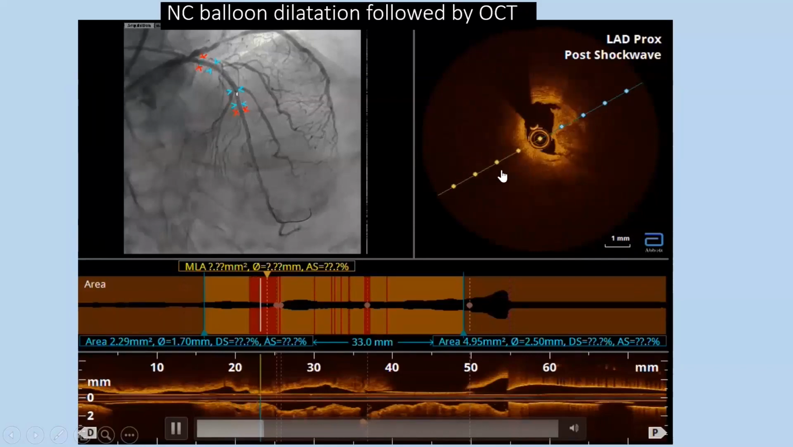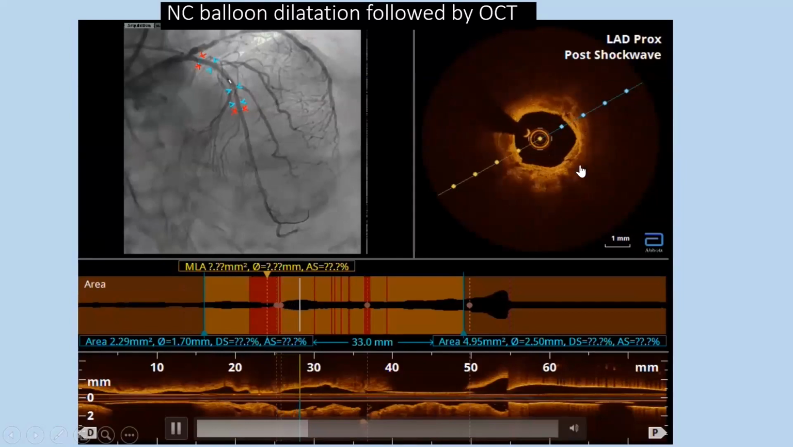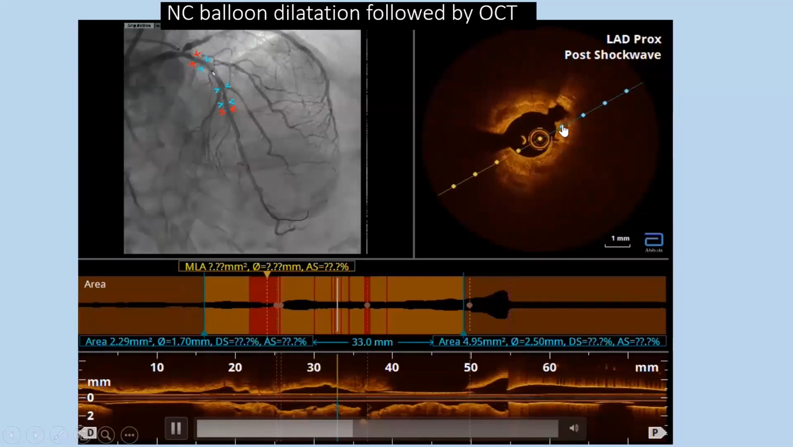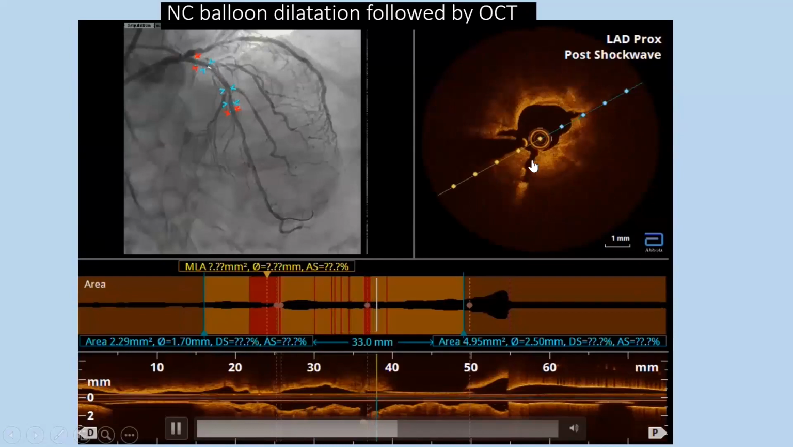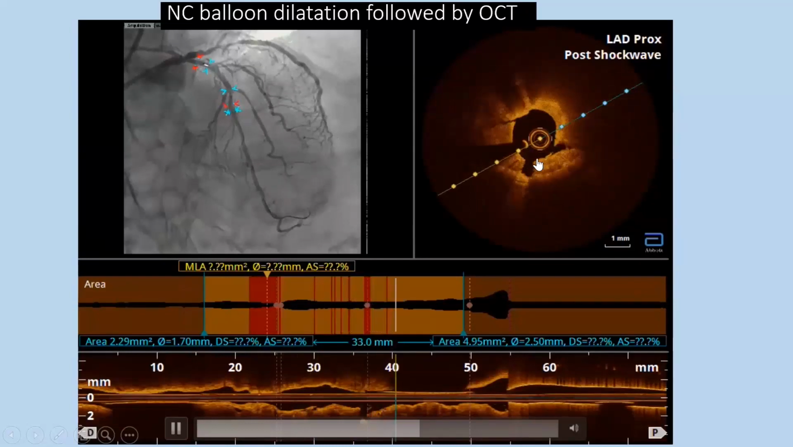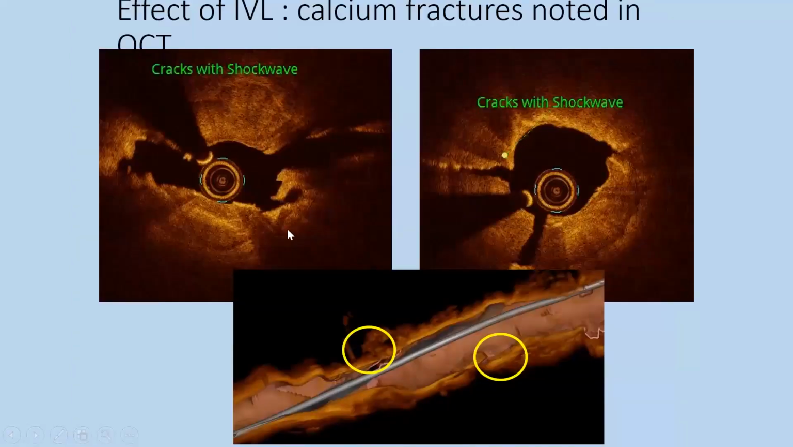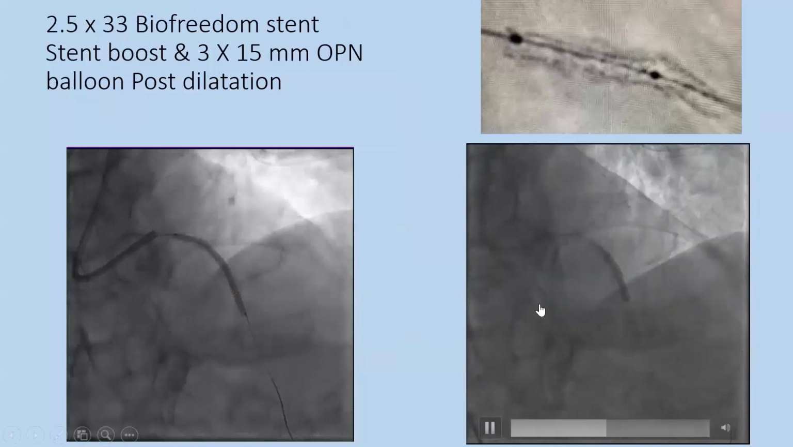In the post rotablation and post IVL imaging, we can see that there are a lot of fractures caused by the IVL, which are even extending up to the deeper layers of calcium. So by using both rotablation and IVL, we can see the nice fractures which we have achieved using these two modalities, and this has really helped to fracture this calcium, which can very well be appreciated with OCT, also 3D OCT, followed by stenting with a long stent in the LAD and an OPN balloon.